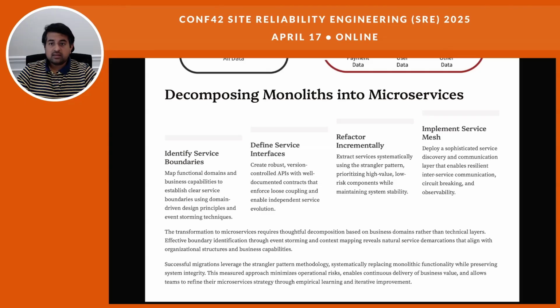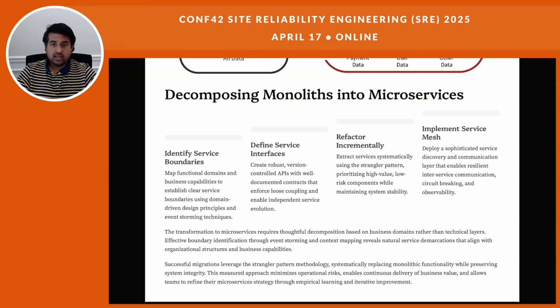Define the service interfaces. Create robust, well-controlled, versioned APIs with well-documented contracts that enforce loose coupling and enable independent service evolution. Organizations implementing API-first strategies reported a 35 to 40% increase in development speed due to reduced dependency. Adopting OpenAPI specifications can reduce API documentation effort by up to 50% and improve developer onboarding. Furthermore, version control of APIs has been shown to decrease breaking changes by up to 25%.